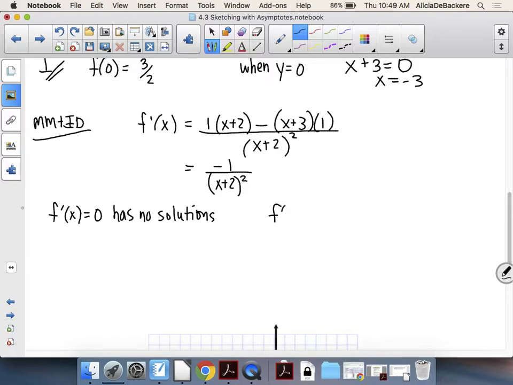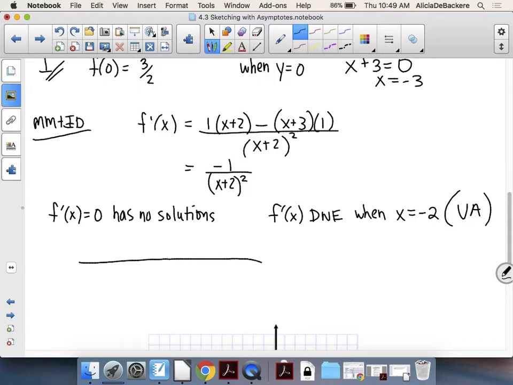And then f prime of x does not exist when x is equal to -2. Now remember, this was our vertical asymptote, so there are no critical points on this graph. But I'm going to find those intervals of increase and decrease by looking at my chart. And so my chart is only going to consist of my vertical asymptote. So you can remind yourself of that.